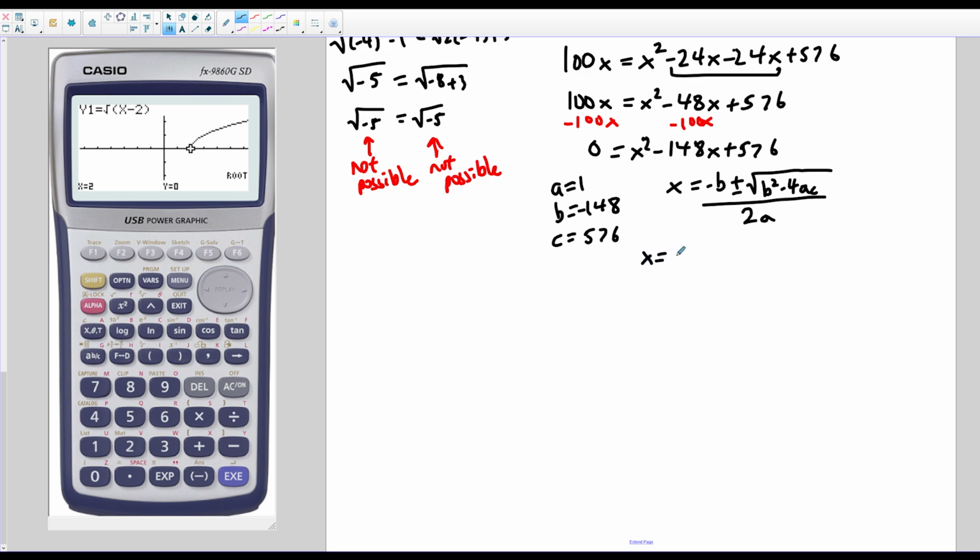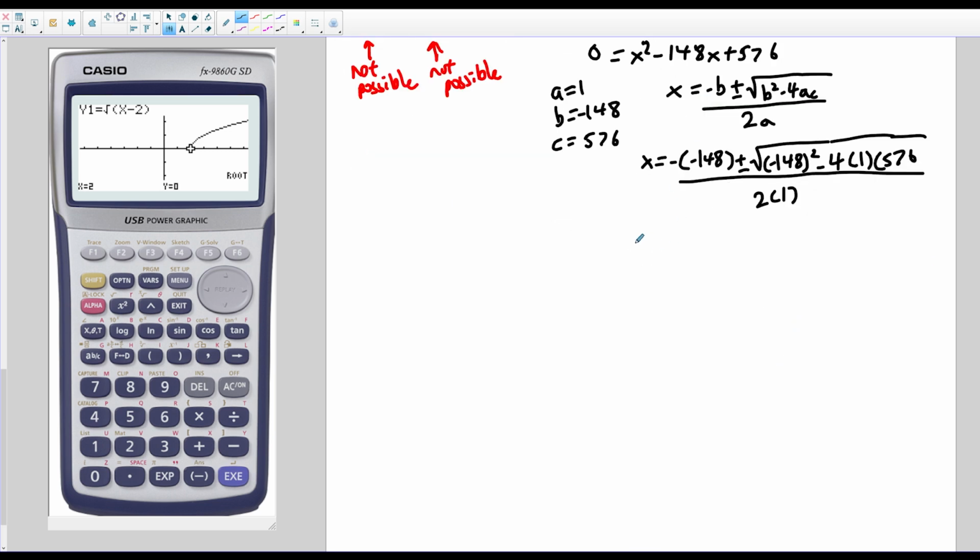So we'll have negative 148 plus or minus the square root of negative 148 squared minus 4 times 1 times 576. And that's all divided by 2 times 1. So once you plug everything in and simplify a little bit, negative 148 gives me a positive 148. We'll have plus or minus, and once we simplify all of this stuff on the inside, negative 148 squared minus 4 times 1 times 576.